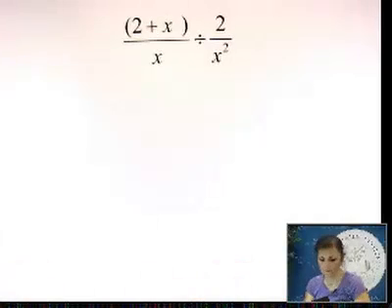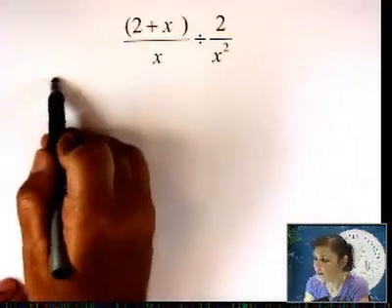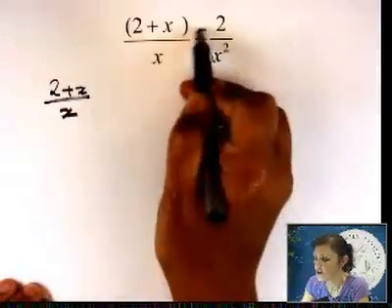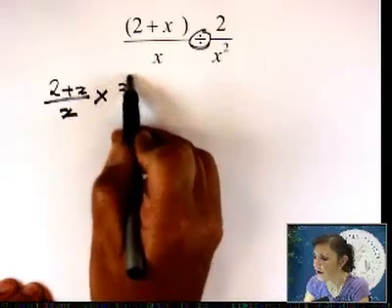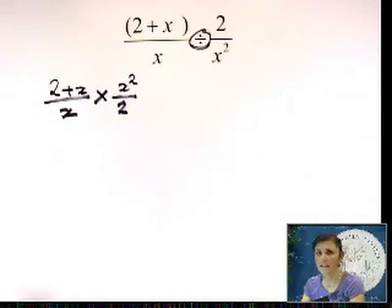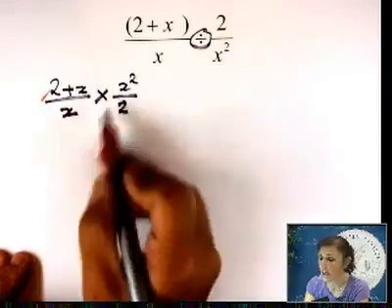Okay, let's do this one. We are going to write the first one as is, 2 plus x over x. Change this into a multiplication. Flip them. X squared over 2. The question is, can I scratch off this 2 with that 2? The answer is no. Leave them alone.